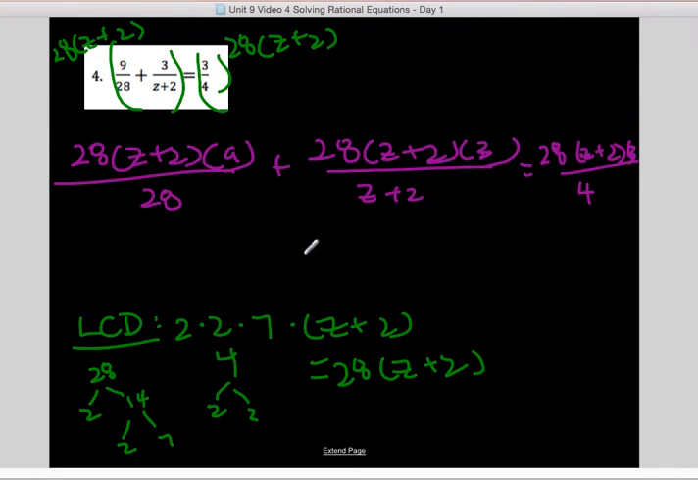Okay, this is a 3. Let's cancel what can be canceled. 28's will cancel. Okay, z plus 2's will cancel, and 28 divided by 4 is 7, so those will cancel. Denominators are gone. Let's simplify.